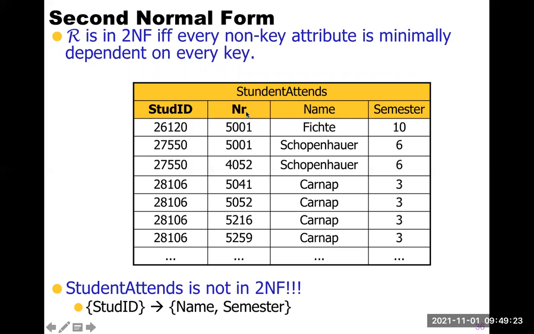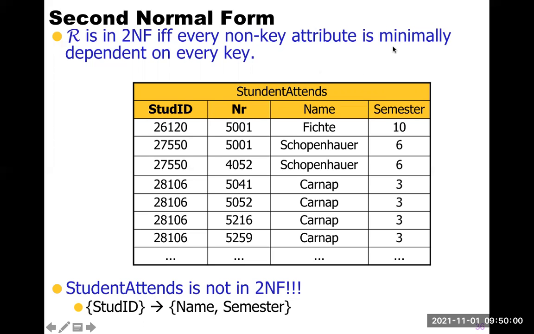Say stud ID and lecture number, and I have a table of student attends: stud ID, number of lecture, name of student, current semester of student. If I look at this table, then the non-key attribute name belongs to the student, not to the lecture. So essentially, the name of the student depends on just a partial key, on part of the key, and not on the whole key. So that's not a minimal key.